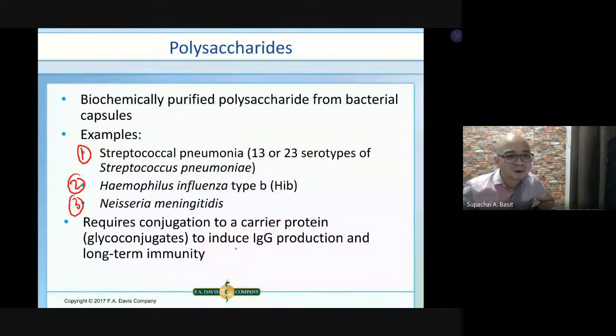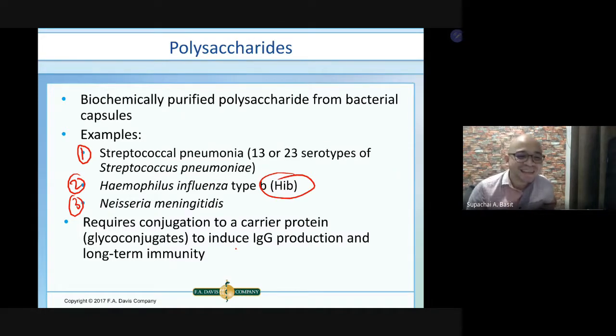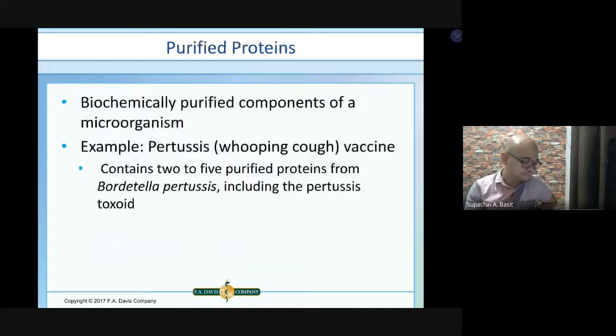So do you know that pneumococcal vaccine is very important? Particularly the 13 and the 23 serotypes of the pneumococcal vaccine. For Haemophilus influenzae, it is the Hib, the type B capsule, the one that is most virulent. And for Neisseria meningitidis, ito yung meningococcal vaccine. So they are very expensive vaccines, I tell you. Pag meron na kayong anak. Okay. So it requires conjugation to a carrier protein to induce IgG production and long-term immunity.